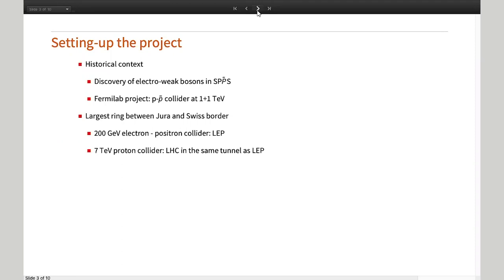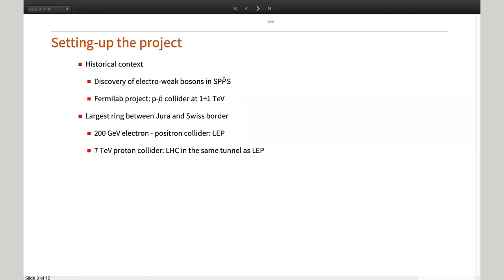So the directorate at CERN defined a strategy to meet the world competition, and they decided to build the largest ring between the Jura and the Swiss border. For those of you who are not familiar with the places, it's just near Geneva in Switzerland. And Geneva is along Lake Geneva, and north of it is the arc of the Jura Mountains. And it is where most of the CERN lab is located now. But you will see it in a while.